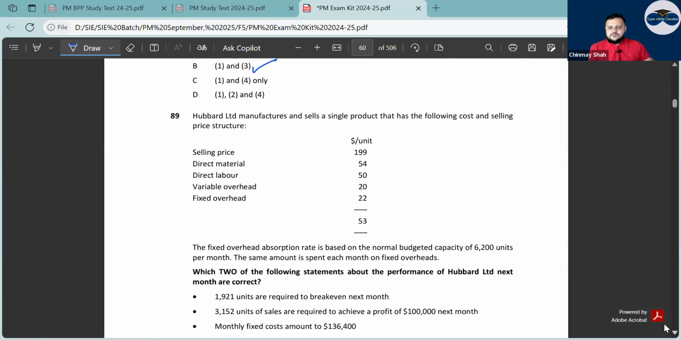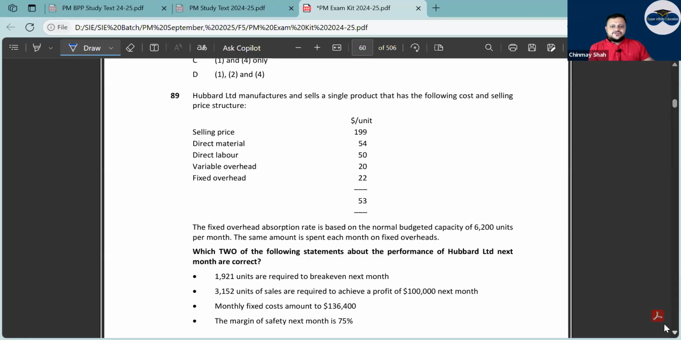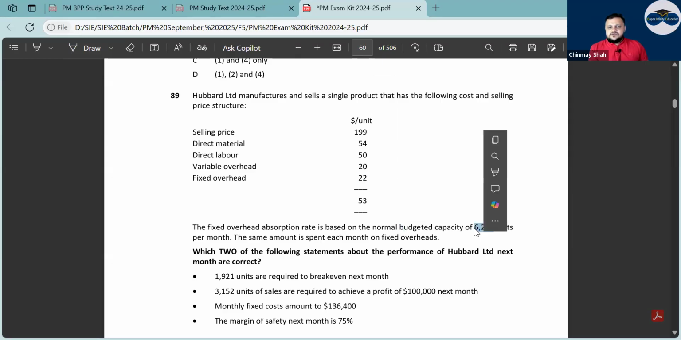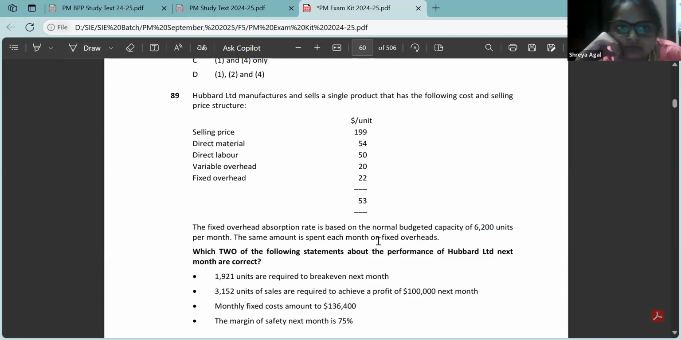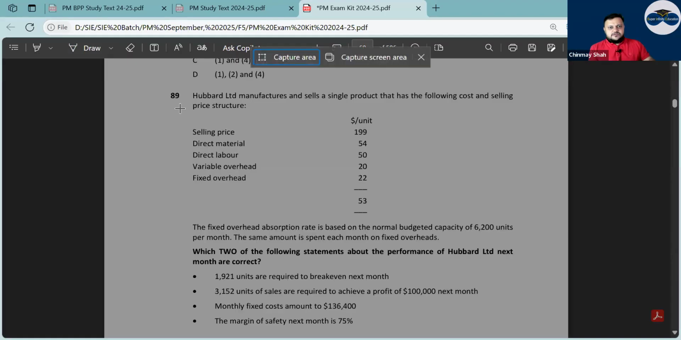Have a look. Can you do this? Which two of the following statements about performance of Hubbard next month are correct? Hubbard is selling a single product that has the following cost and selling price structure. Dollars per unit, selling price, direct variable cost, and fixed overheads are given, right? With budgeted capacity of how much? 6,200. Can you give this a try today? Homework.